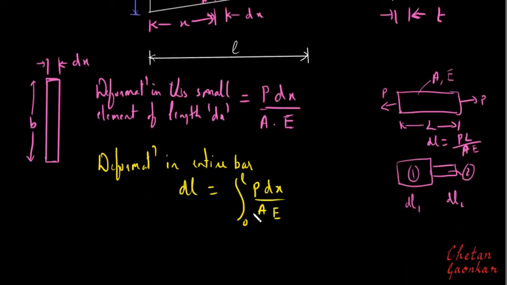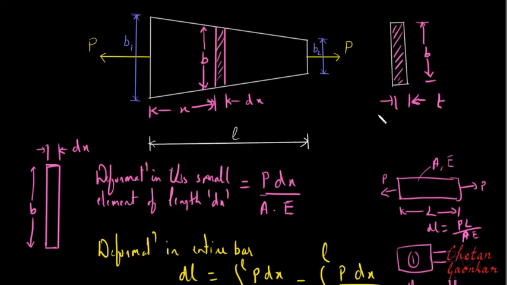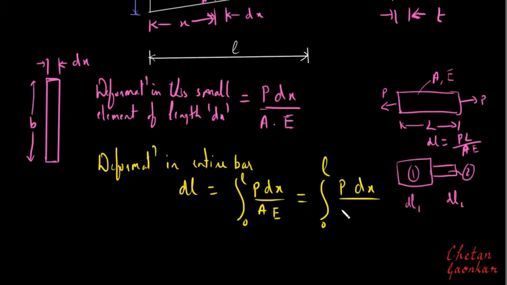But now here, can I integrate this directly? To understand that, I will take this expression one step forward. All right, so I can write this expression as integration from 0 to L of P dx divided by this area. I need to write this as b into t, right? So this will be thickness into its height b, multiplied by E.